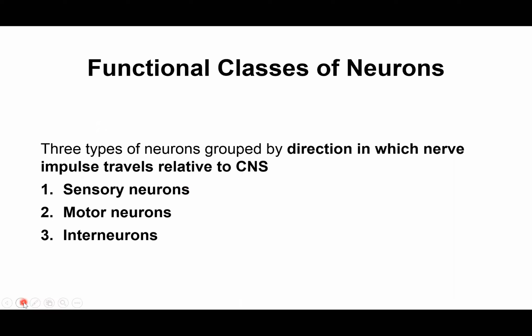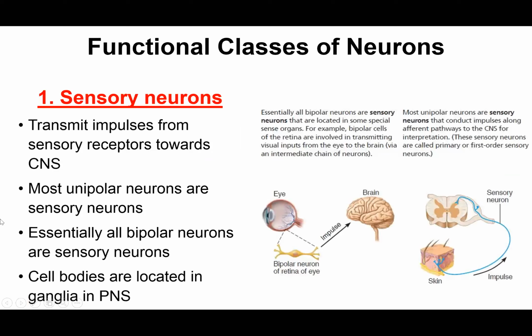All right, and you guys already hopefully have somewhat of an understanding about this. So sensory neurons are going to transmit impulses from sensory receptors towards the central nervous system. For example, most unipolar neurons are sensory neurons that conduct their impulses along the afferent pathways to the central nervous system. Say we have some sensory receptors on our skin. Whenever you feel something with your skin, say you're feeling your clothes right now, that information gets sent to the central nervous system and tells it that you're feeling something.